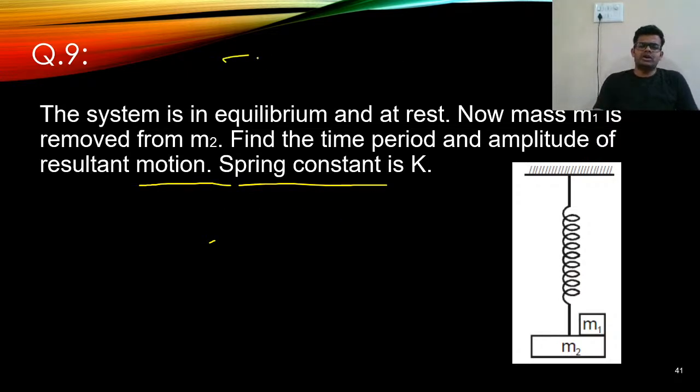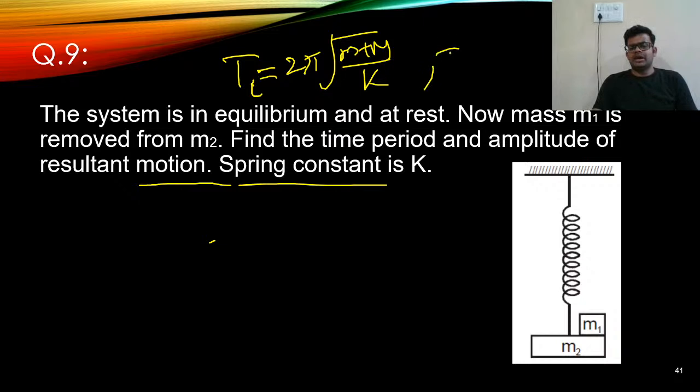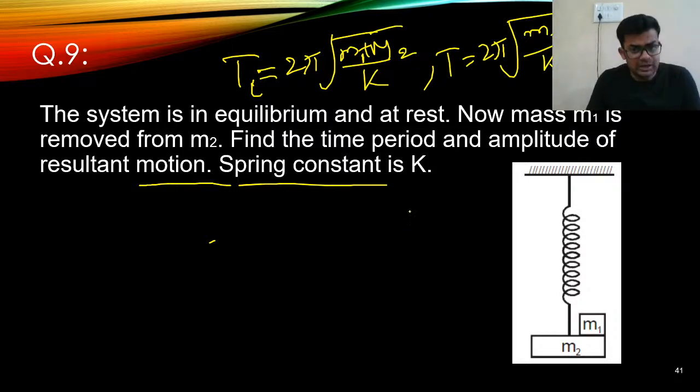So the time period will be what? Initially the time period is 2 pi root of m1 plus m2 upon K. The initial one is 2 pi under root of m plus capital M divided by K. What will be the final time period? That will be 2 pi under root of, m1 is removed, so we get m2 by K. So we are getting the answer like this. Time period we have done. So 2 pi root of m2 by K.